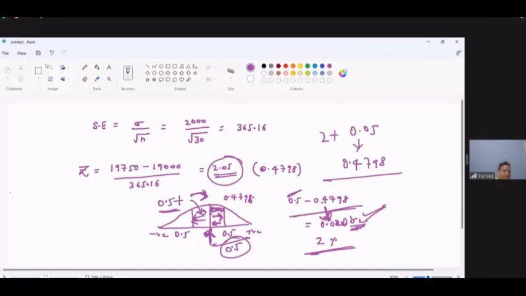Just one doubt, sir. If the value was minus 0.4798, what would be the answer, sir? Obviously, which side will you write? Negative side, so you will add in 0.5 then. Add 0.5 plus 0.4798. What will be the answer? 0.9798. That is the answer.